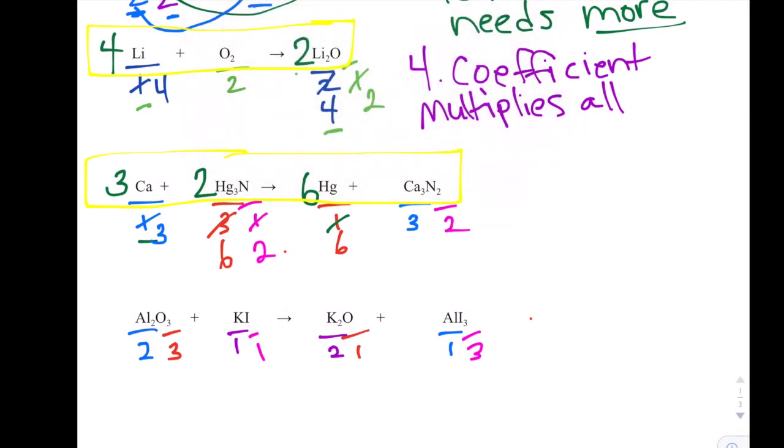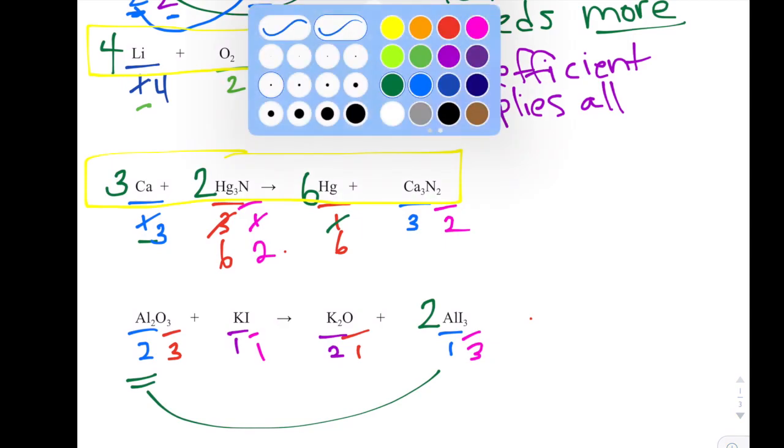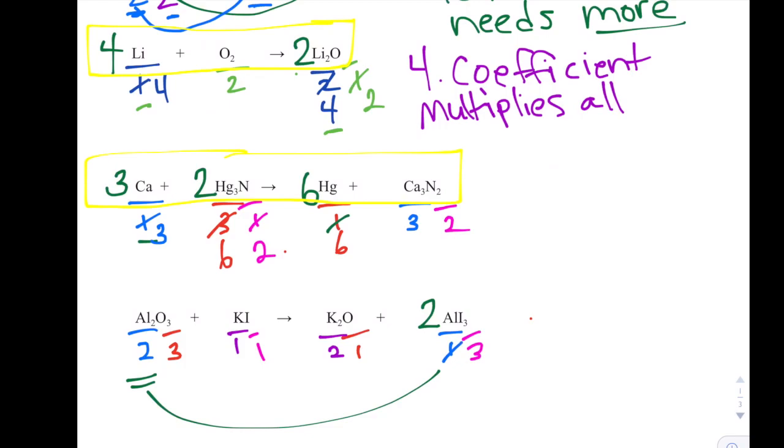So I'm just going to jump in from the left side here, Al2, and over here I only have one Al. So where I need more, I'm going to put a big coefficient in front. Then that coefficient multiplies all. So 2 times 1 for the Al is 2, like I wanted. But that also multiplied my I. 2 times 3 means I now have 6 I.